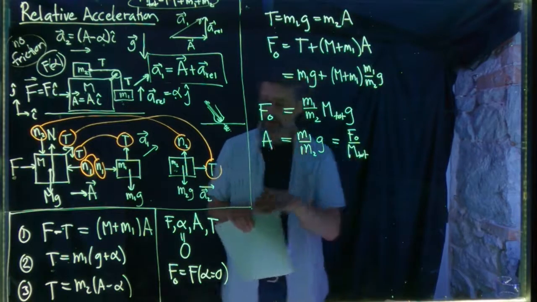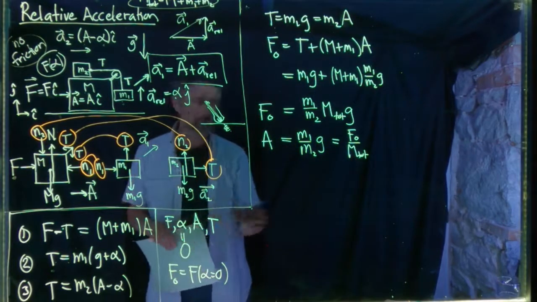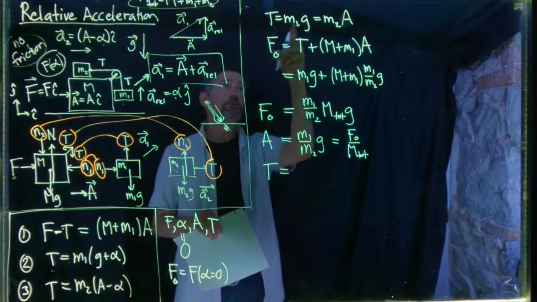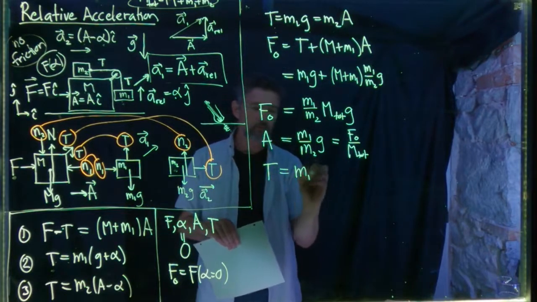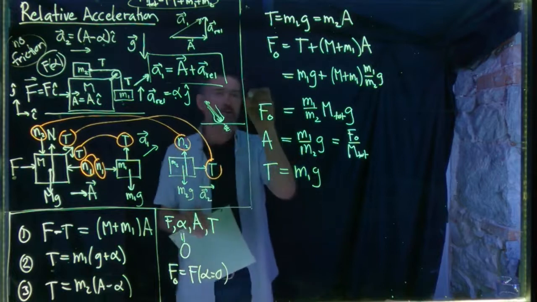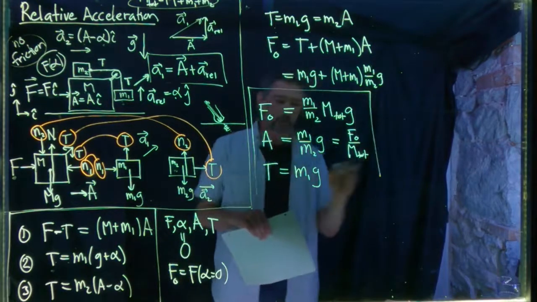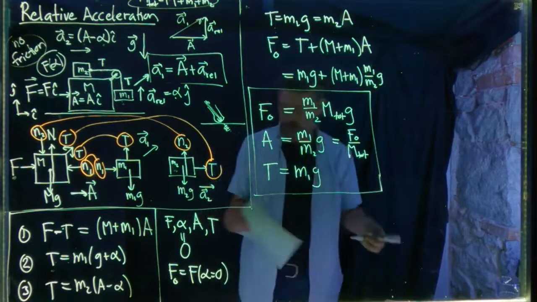Okay, so we're going to solve for all of these variables, F, A, and T first, and then we're going to talk about it. And then the tension T, well, that's trivial. It's just M1G. We already wrote it down. Okay, so this is our answer. Okay, now comes the fun part. Now we think, does this answer make any sense?